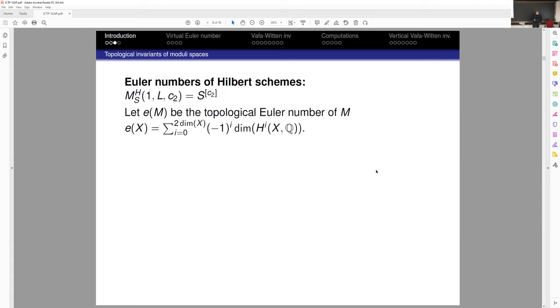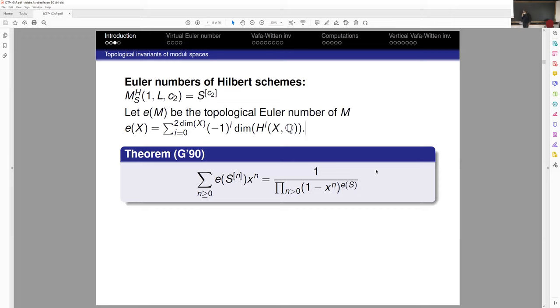Okay. So this is the case, and in this case, we want to compute some topological invariant. The simplest topological invariant one can think of is the topological Euler number. That's the alternating sum of the Betti numbers, and it's something very easy to compute for any reasonable topological space. And so we would want to compute it in this case.